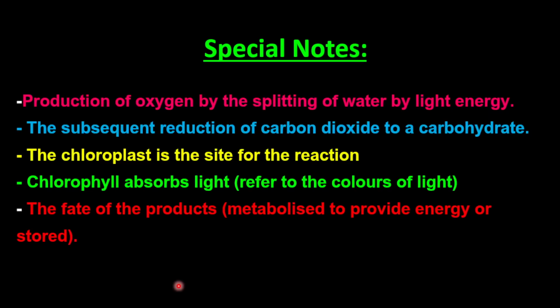Sugars that are produced are carbohydrates, monosaccharides. Sucrose that is being transported is a disaccharide. Starch and cellulose are polysaccharides. All right, so they are all carbohydrates.